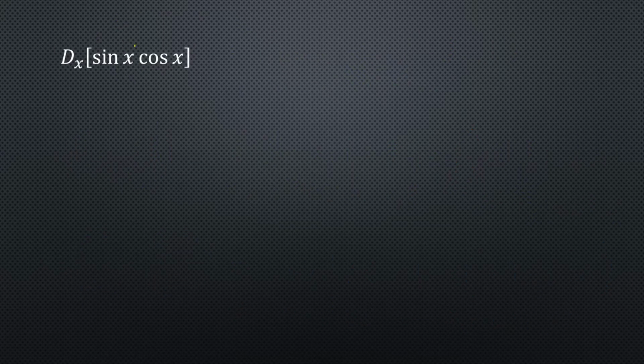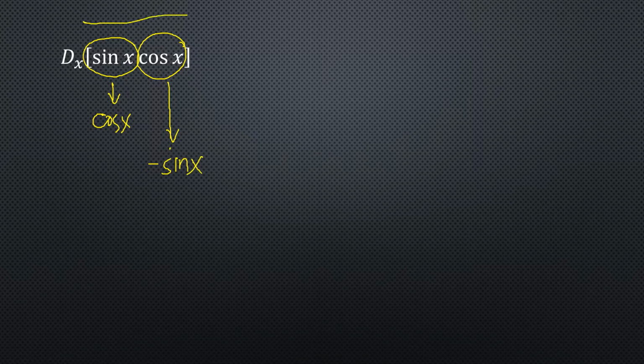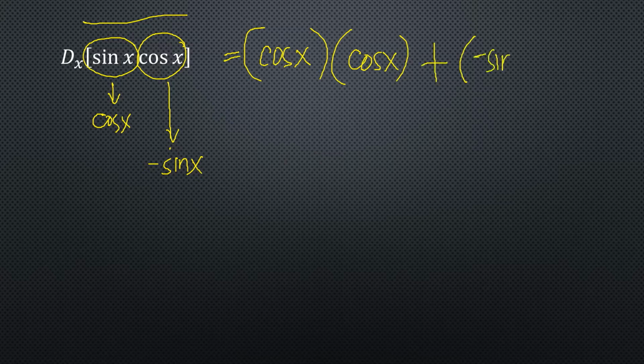So in this example, we need to get the derivative of sine x, which is cosine x, and the derivative of cosine x is negative sine x. We have to do this because we're going to use the product rule, because it is obviously the product of sine x and cosine x. Okay, now get the derivative of the first term sine x, which is cosine x. Multiply that to the second term cosine x, plus the derivative of the second term cosine x, which is negative sine x. Now multiply that to the first term sine x.